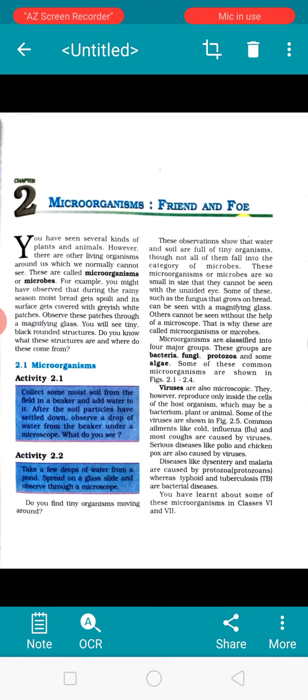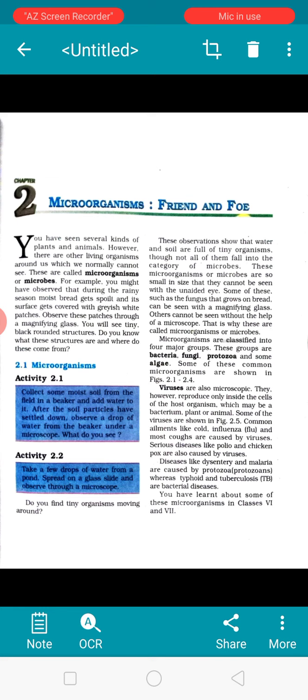Microorganisms can be our friends and also our enemies. How is it possible? That is what we are going to discuss in this chapter. First of all, we can see what are microorganisms. You have seen several types of plants and animals. However, there are other living organisms around us which we normally cannot see. These are called microorganisms or microbes.